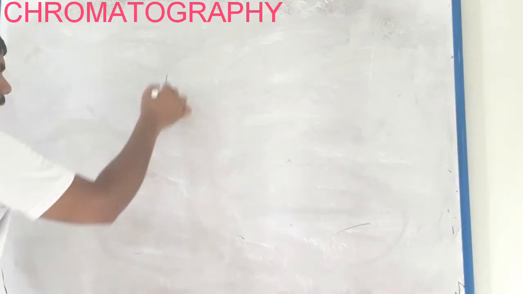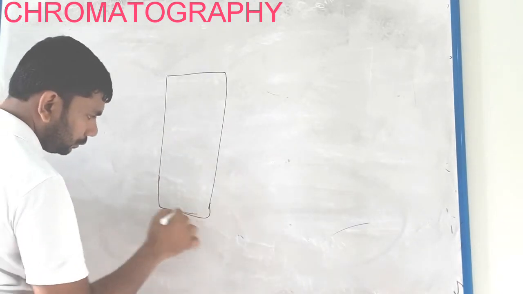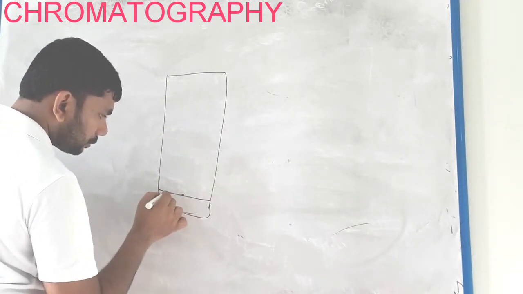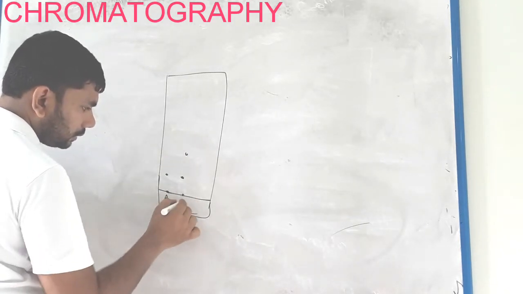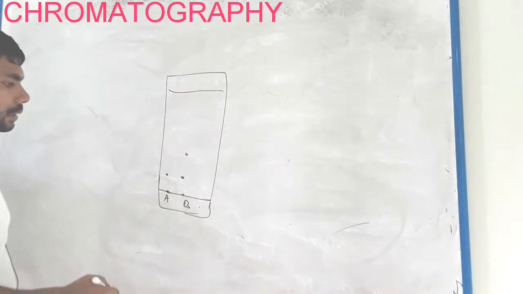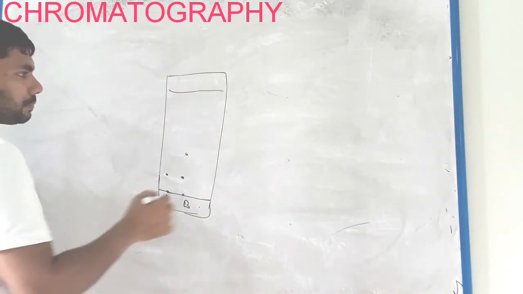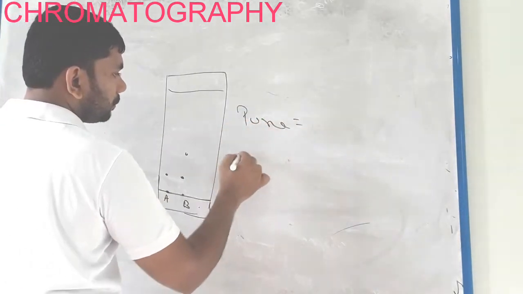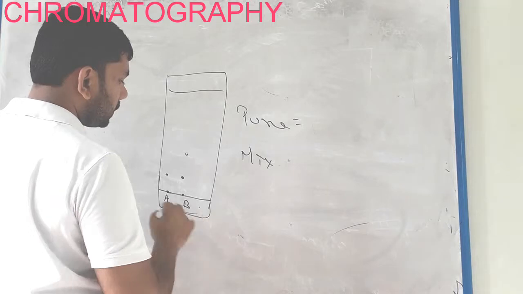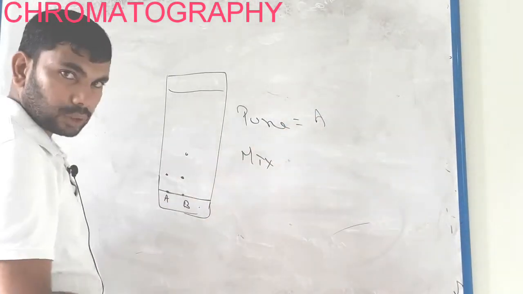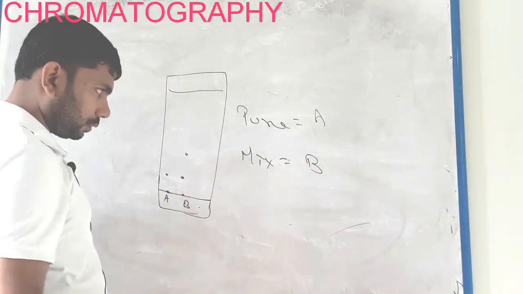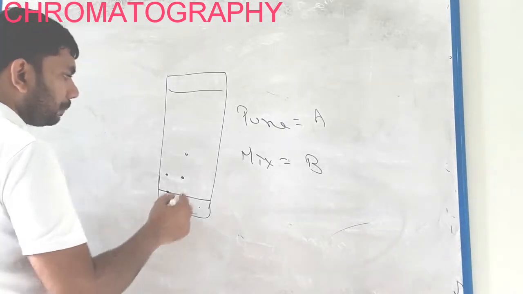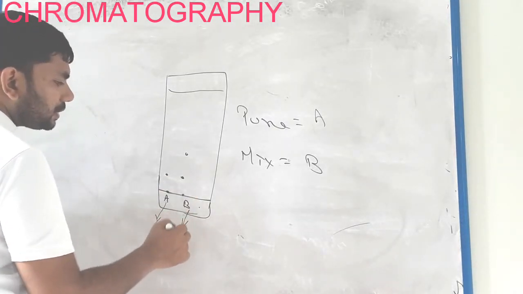Look here, based on this you have one question. You are given a chromatogram. This chromatogram consists of two origins. This is A, this is B. Here the question is, which one is a pure substance? Which one is a mixture? The pure substance is A because it consists of only one spot. Which is the mixture? The mixture is B. Why is it a mixture? Because it consists of two spots. So A is a pure substance, B is a mixture.